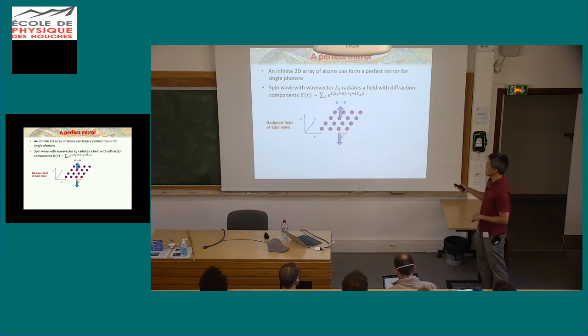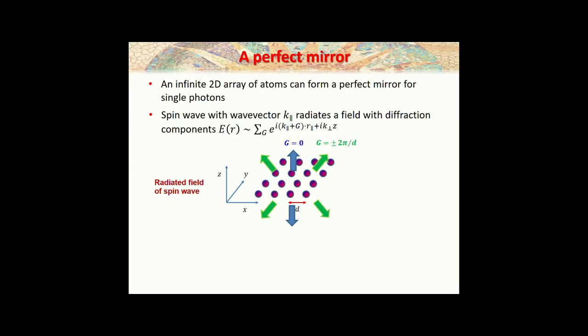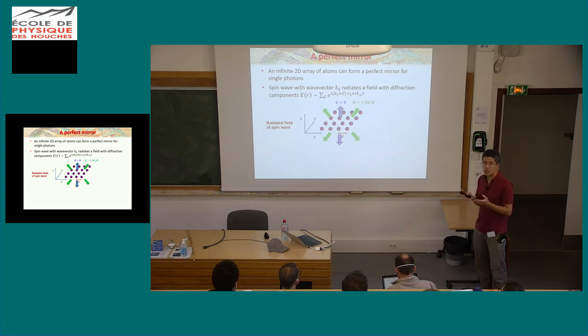Maybe that description is a little bit mathematically abstract, but in pictures it looks like this. If I excite the k parallel equals zero spin wave, then intuitively this spin wave as it radiates can radiate either straight up or straight down, but it can also act as a Bragg grating, a diffraction grating, and radiate light into discrete directions. So for example, here you have the first diffraction order, where G is plus or minus 2π over d, and so on.